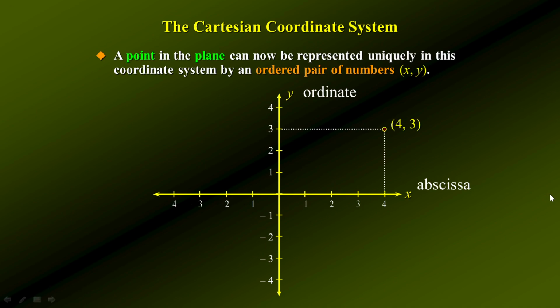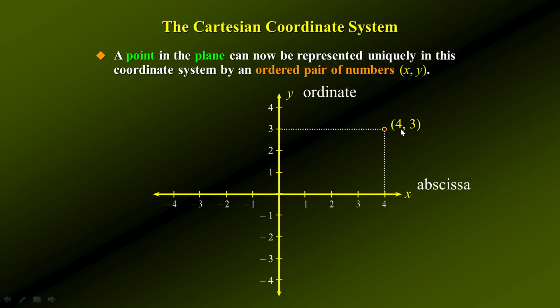A point on the plane can now be represented uniquely in this coordinate system by an ordered pair of numbers. So, pag ordered pair po of numbers, mauuna talagang isulat yung x-coordinate bago ang y-coordinate. So, separate lang po natin using the comma. Well, as you can see, we have here an example, this is the ordered pair. Ordered pair po ang tawag natin dito or the coordinates.